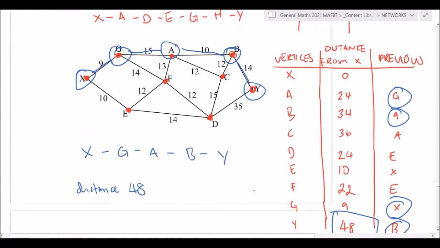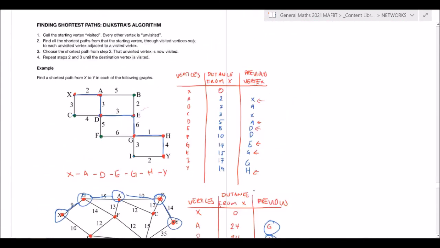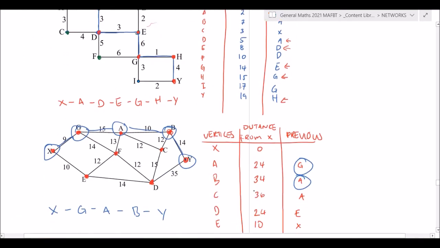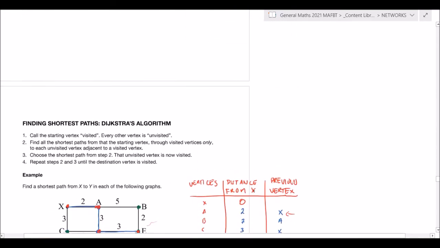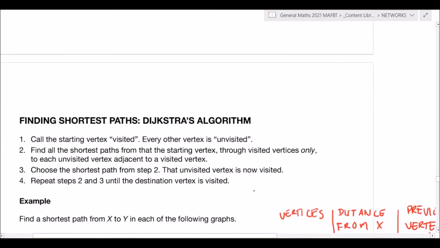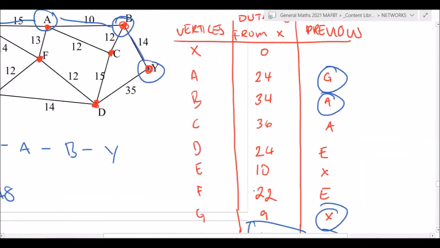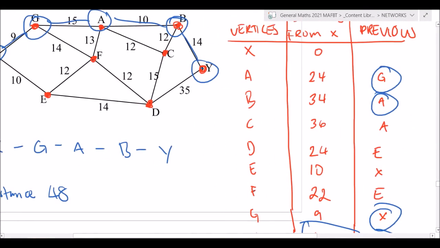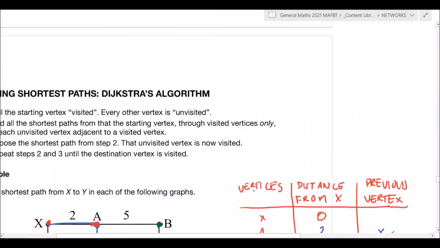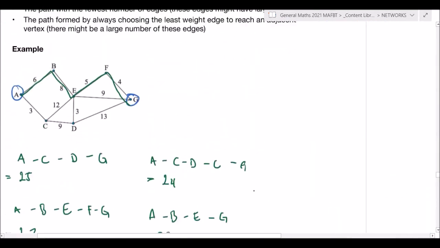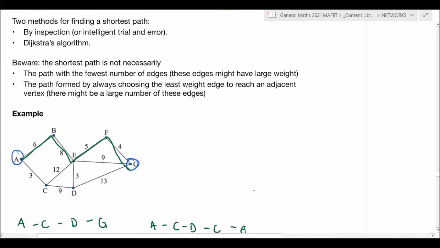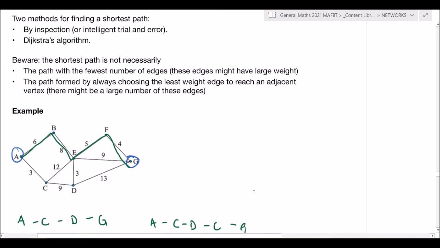Now I hope that that's made sense. If it hasn't, please ask me questions. I'm more than happy to help you through this. But in any case, Dijkstra's algorithm can get tricky. But if you do watch it a few times, you'll sort of get how to do it. Otherwise, trial and error also works, just might not give you the answer the quickest way.